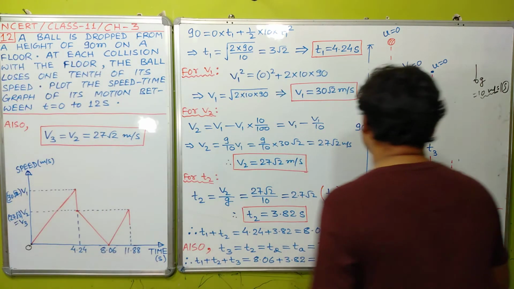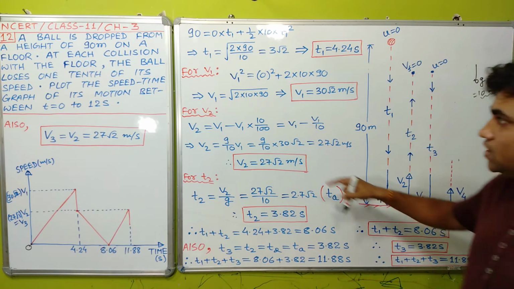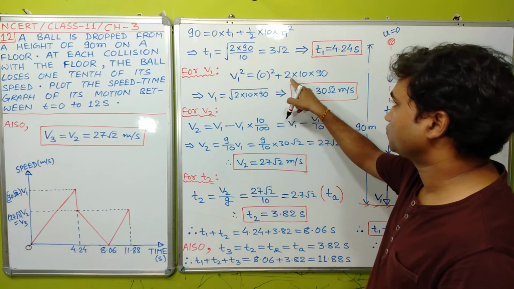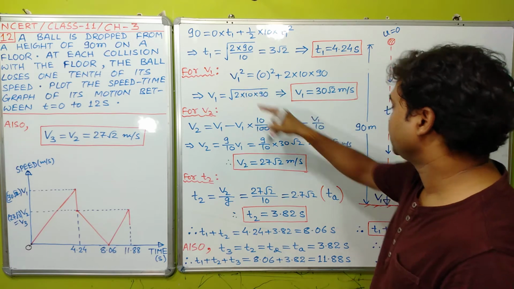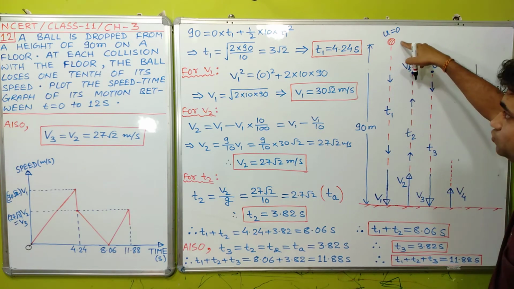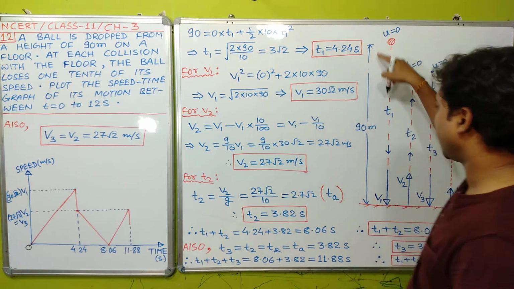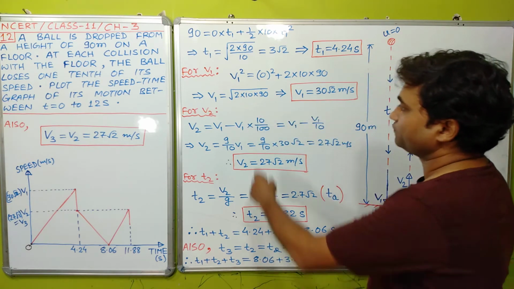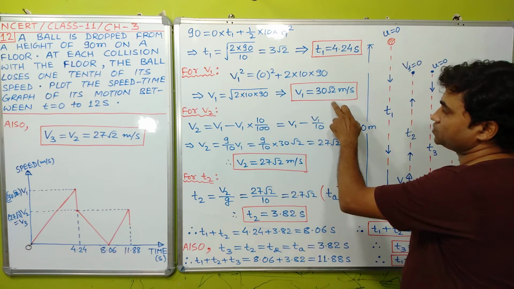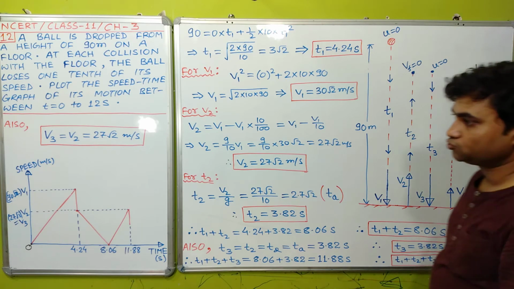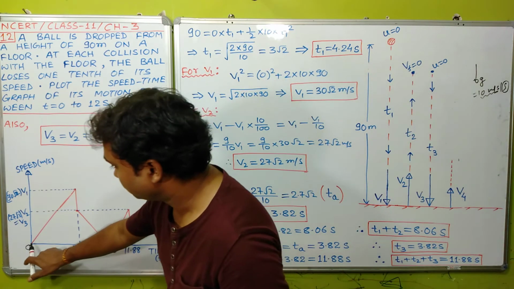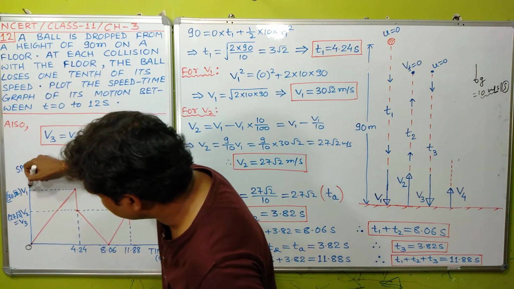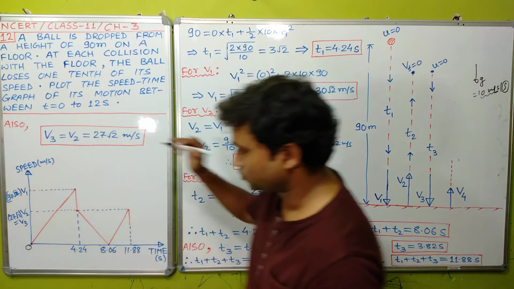You can also find the value of speed v1 from this relation, v square equals u square plus 2gh, where v1 is the final speed, initial speed u is 0, and height is 90 meter. From here, the value of v1 becomes 30√2 meter per second. This means the ball strikes the ground with a speed v1 equals 30√2 meter per second. You can see here.